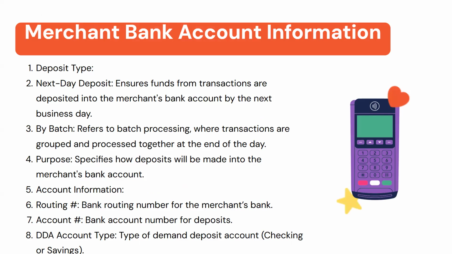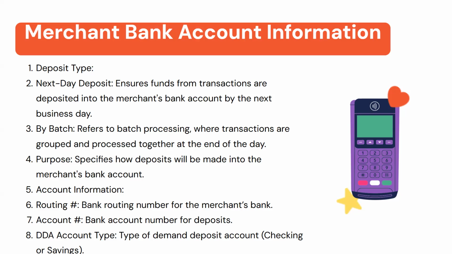Next, we have the merchant bank account information. There is a deposit type. One is next day deposit. This ensures funds from transactions are deposited into the merchant's bank account by the next business day. And then we also have by batch. This refers to batch processing, where the transactions are grouped and processed together at the end of the day. Next is the purpose. Specifies how deposits will be made into the merchant's bank account.